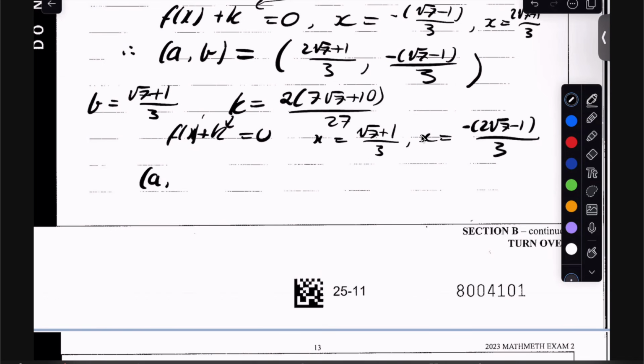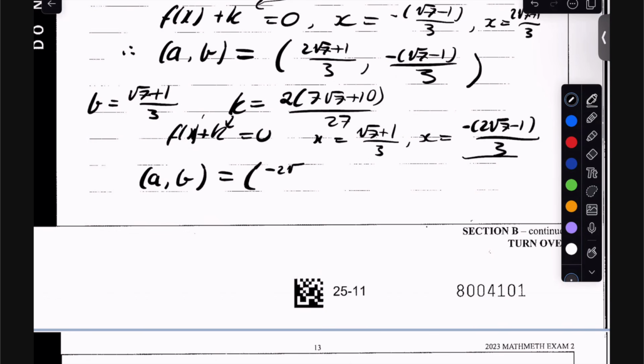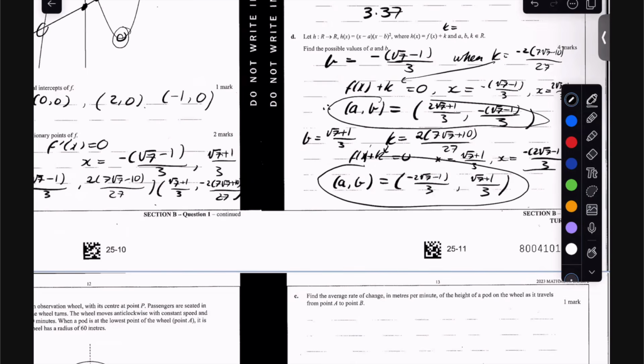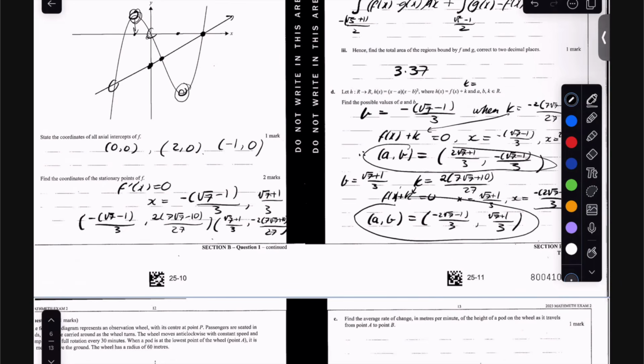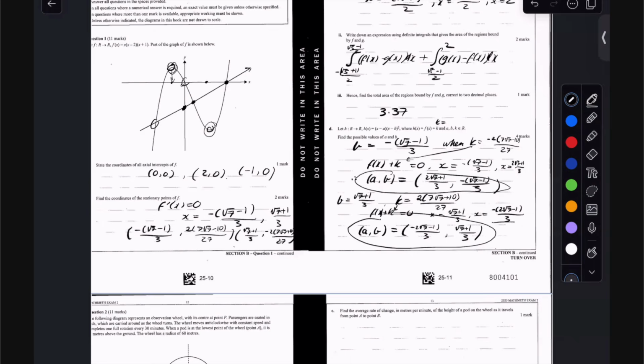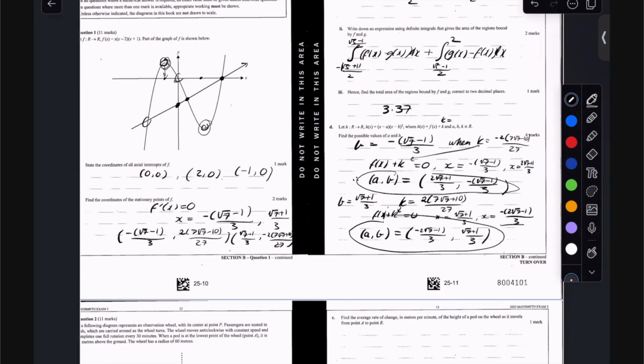That means a is this one, negative 2 root 7 minus 1 on 3, and b was root 7 plus 1 on 3. I'll circle those two. I just want to make sure that I haven't missed anything. There's no other turning points on the graph. So those are the only two times when we could have a turning point on the x-axis, I believe. It's 4 marks, so it makes me think as though they want something else, but I think that's all right.